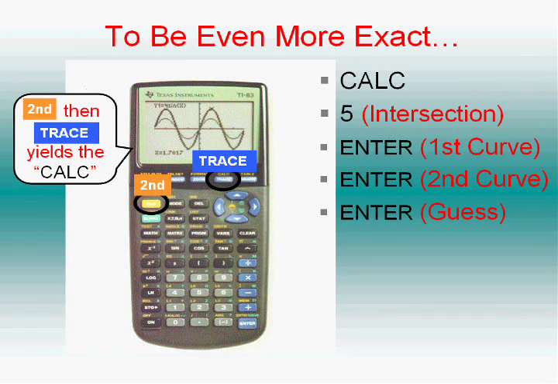move near one of the points of intersection. That's why you need to make a guess. It wants to know which point of intersection you want. So cursor over very close to the point of intersection and hit enter, and son of a gun, the calculator will tell you exactly where that point is, or at least out to as many decimal places as you have it set.